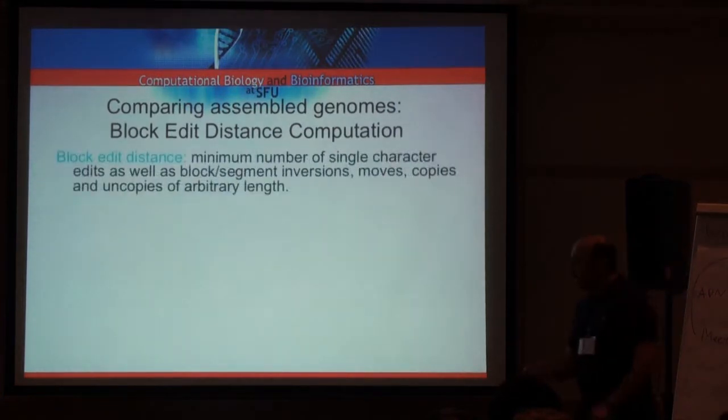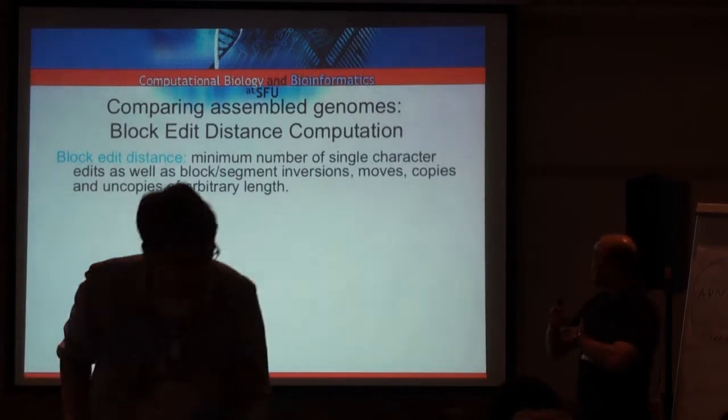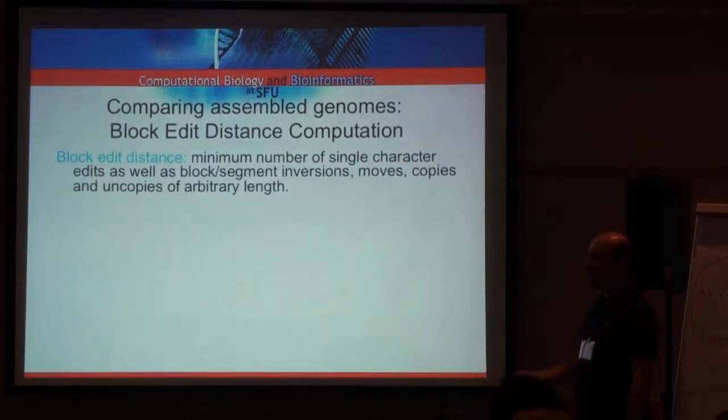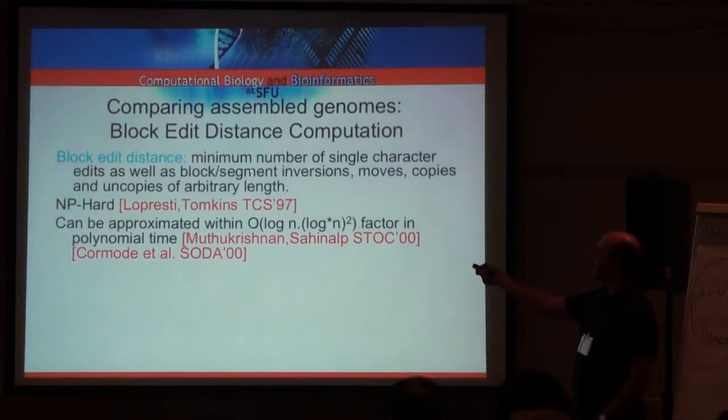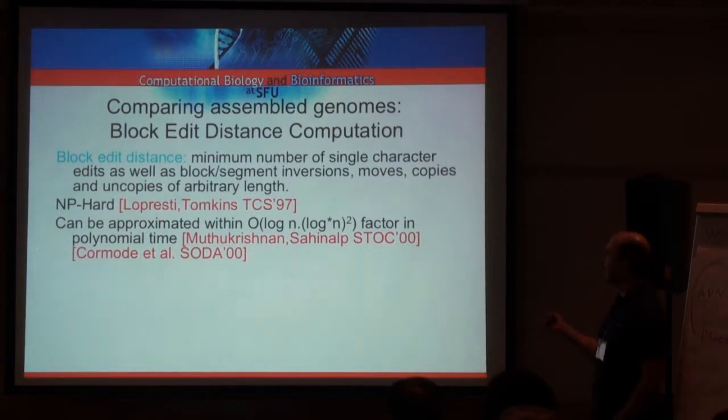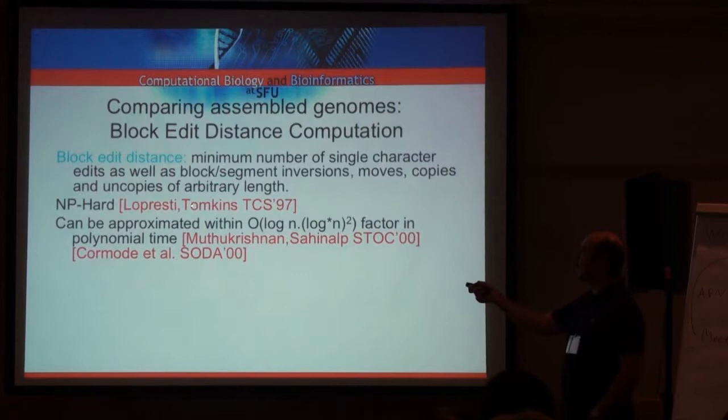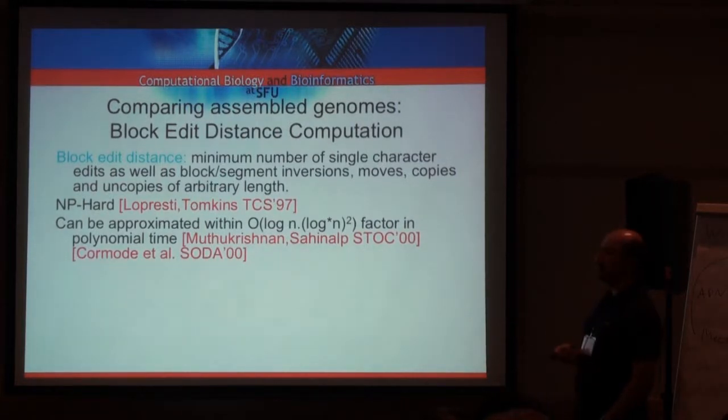So let's focus on, under the assumption that we can indeed assemble genomes de novo, what happens when you want to really compare two genomes. For that, we know the block edit distance seemed to capture many of the edits that we have been seeing in the last 2 days. Block edit distance is defined as the minimum number of single character edits, as well as block or segmental edits, such as inversions, moves, copies. And to make this a symmetric distance, copies of arbitrary length.